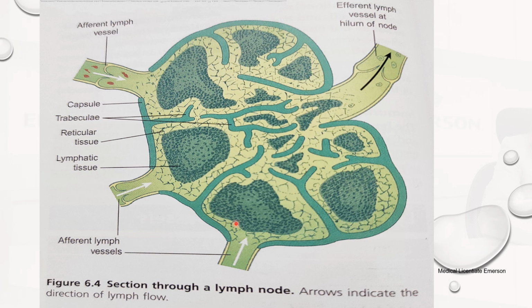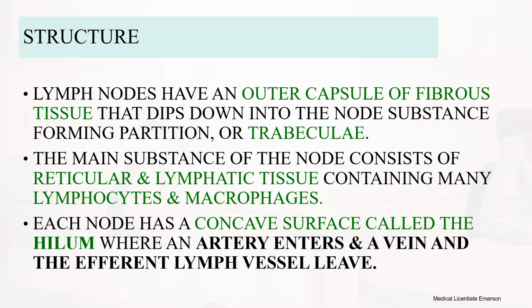I think this is one of the easiest structures we can draw in anatomy. Just start with your afferent vessels, the three afferent vessels. Then we have the efferent vessels on this side. Then we have the lymphatic tissue. We're also going to have the capsule, and the trabeculae and reticular tissue as well. You can pause where you're not clear and go back, but let's move on.